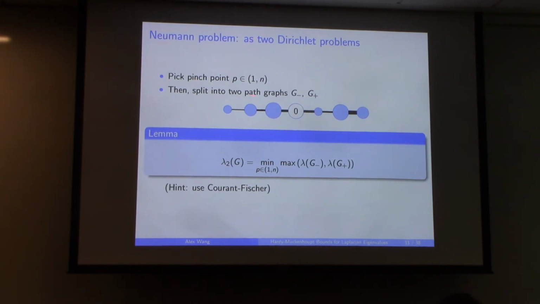So I have a Dirichlet eigenvalue, lambda g minus, for the left part, and lambda g plus for the right part. And you can show using Courant-Fischer that the true Neumann eigenvalue is nothing other than the minimum over your pinch points of the maximum of the Dirichlet eigenvalues on either side. And I actually have an animation for you guys.